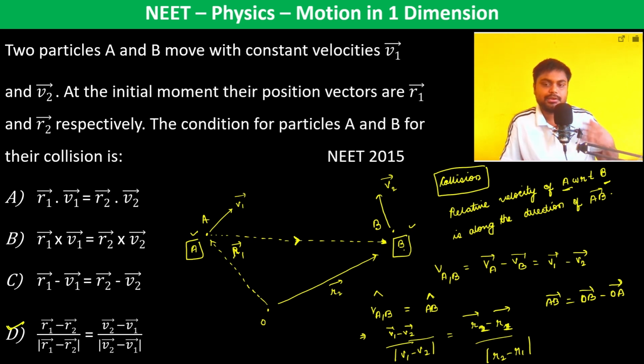Okay, I repeat it again. Collision is going to happen when the direction of the relative velocity of A with respect to B is going to be along AB, the initial line joining them.